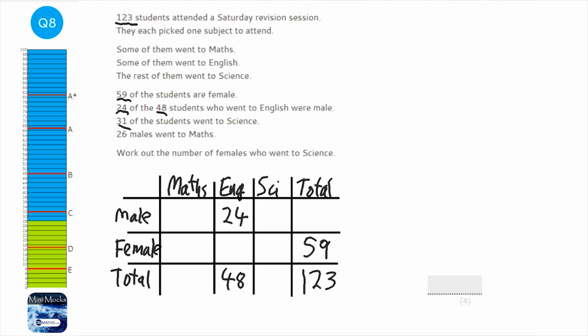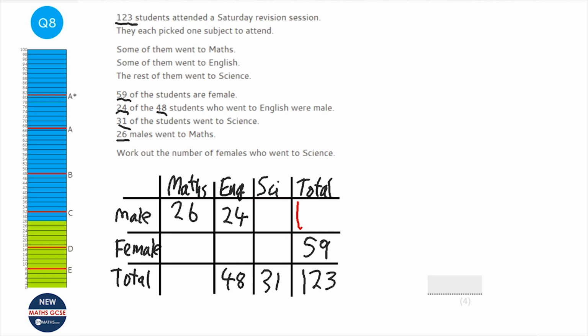31 of the students went to science. So 31 went to science. 26 males went to maths. So 26 males went to maths, which would be this one. Okay, so that's just the information given to us on the table. But what we can do is fill out the rest of them. So either calculator or non-calculator.